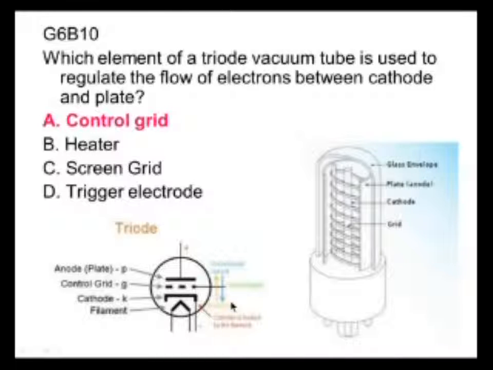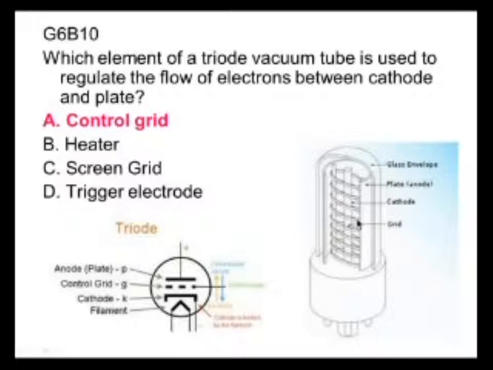The diagram for the tube looks like this. You have a cathode that, when it's heated, will emit electrons that are attracted to the plate, so that you get an electron flow in this direction through the tube, from the cathode to the plate. And the voltage on this control grid can help control how much current will flow through there. So the control grid will regulate the flow of electrons between the cathode and the plate.